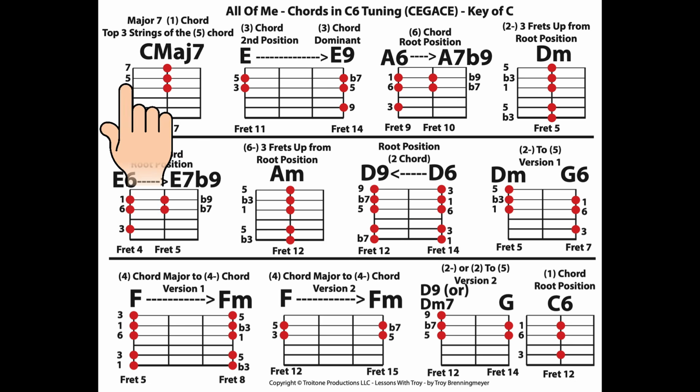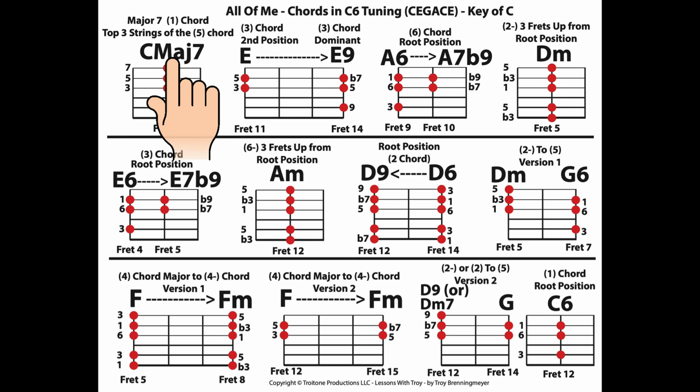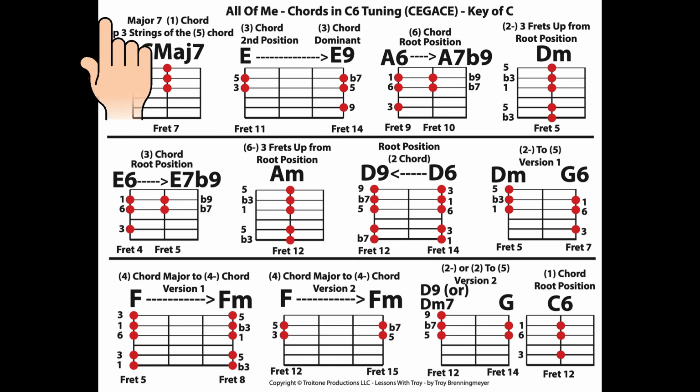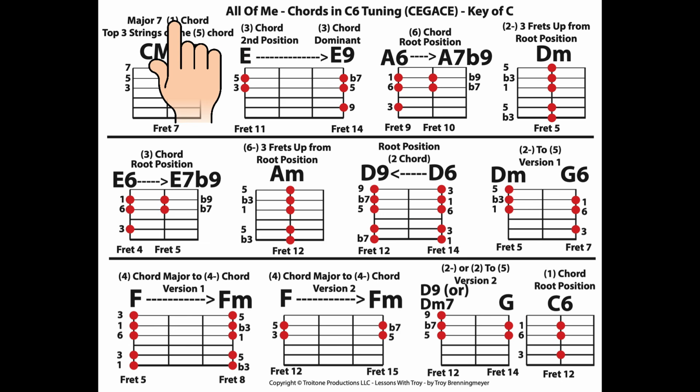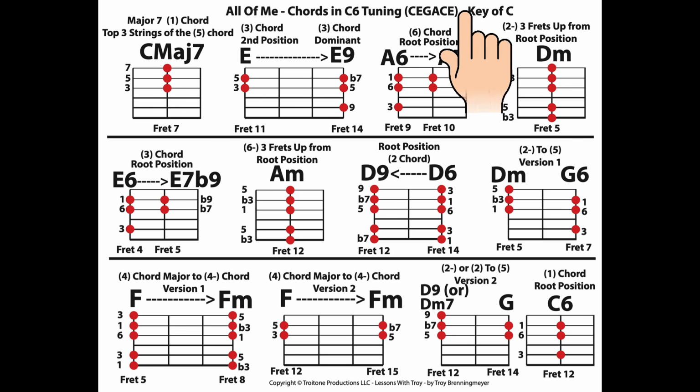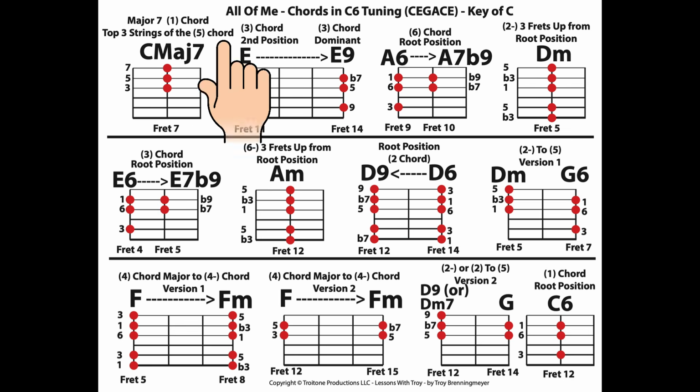We know that an E note is the 3rd, a G note is the 5th, and a B note is the major 7th. Okay, what does all this mean, right? And the numbers in parentheses: what the numbers in parentheses are is the Nashville number system for the key of C, for this song in the key of C.